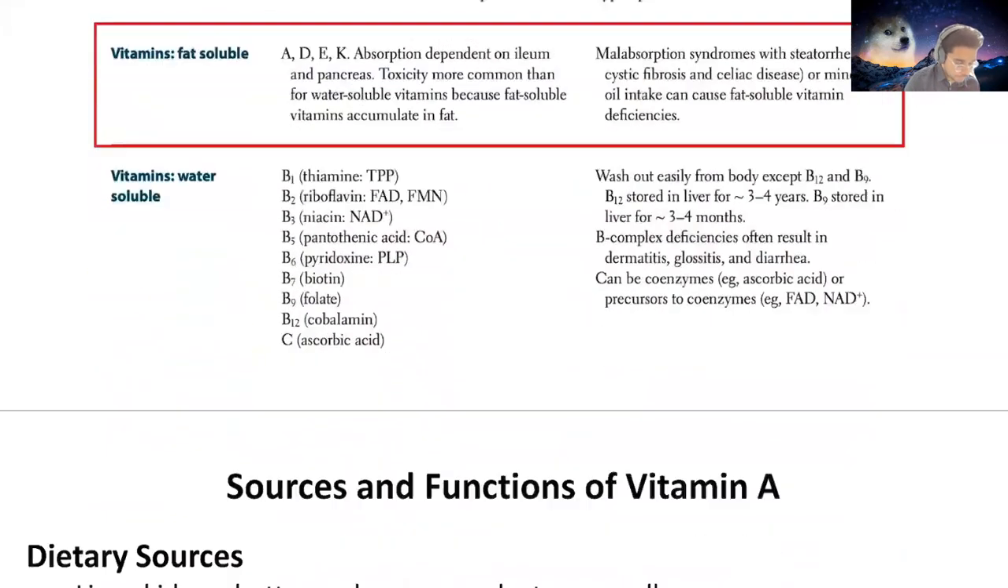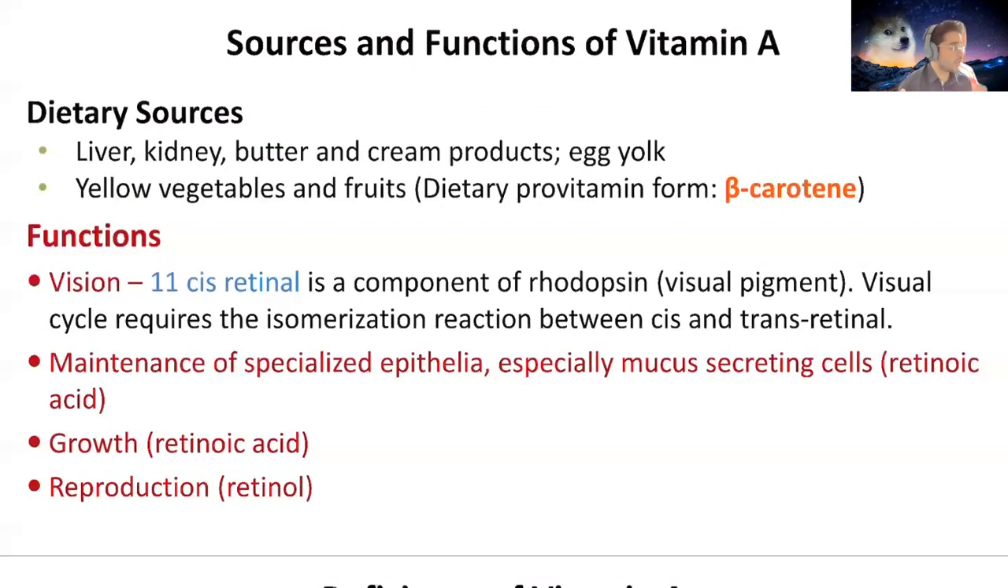Okay. Now, the sources of vitamin A, very simple. You can get it from your vegetables and fruits, okay? This is why my mom always told me to eat carrots when I was young, so I don't wear thick glasses. It never worked out, Mom. I don't know what to tell you.